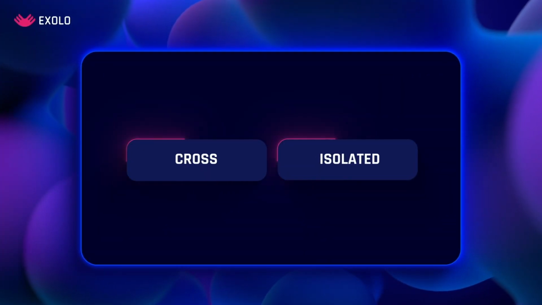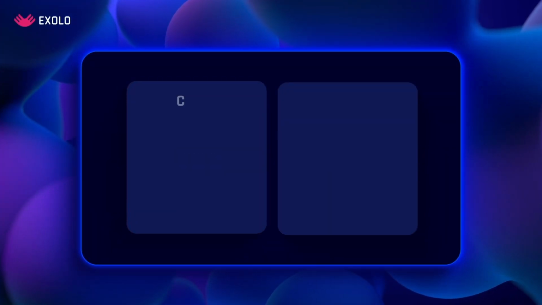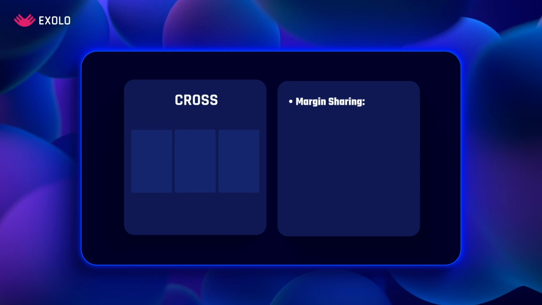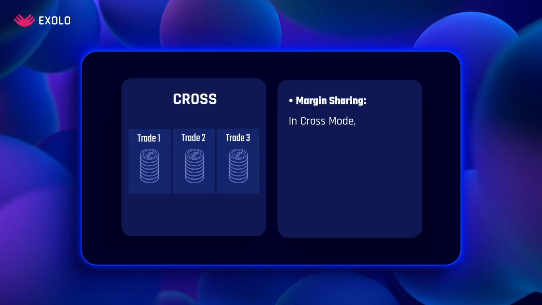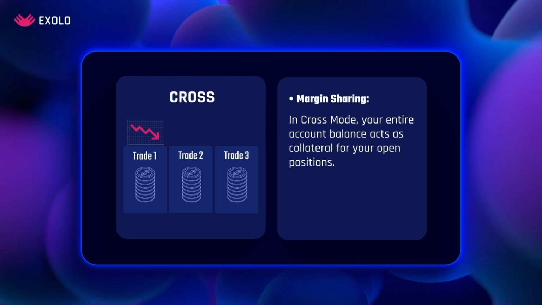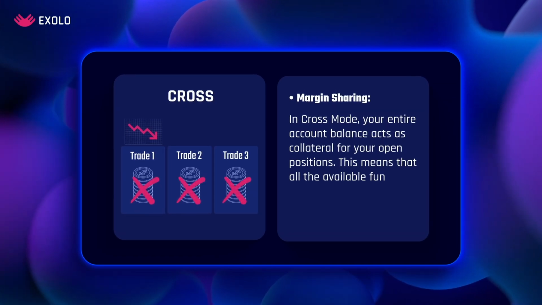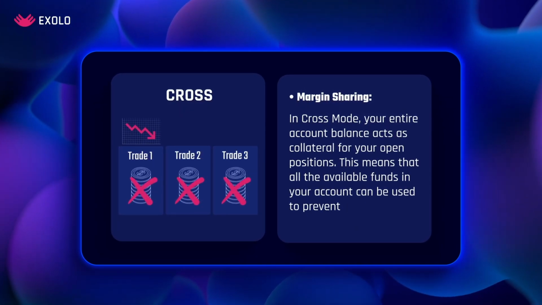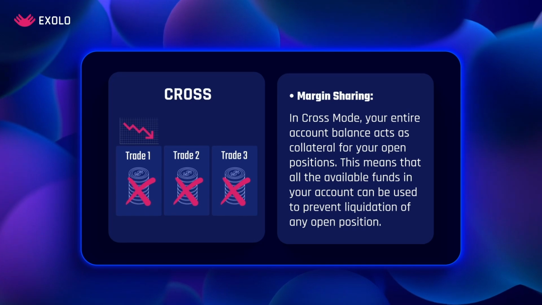Differences between cross and isolated modes. Cross mode. Margin sharing. In cross mode, your entire account balance acts as collateral for your open positions. This means that all the available funds in your account can be used to prevent liquidation of any open position.